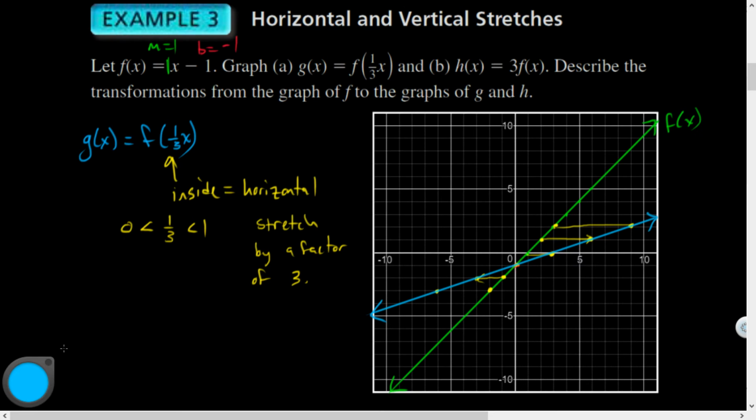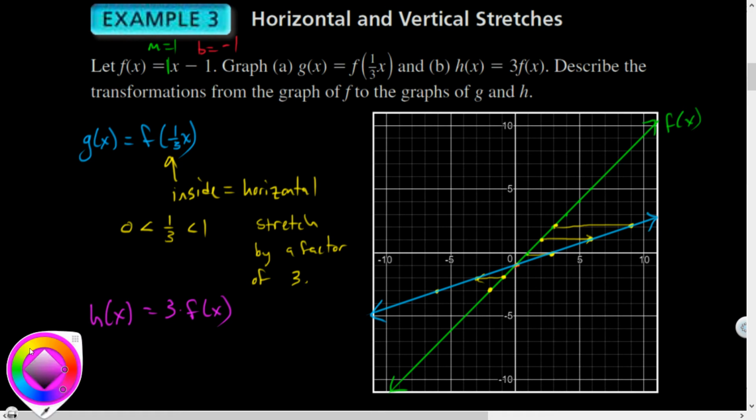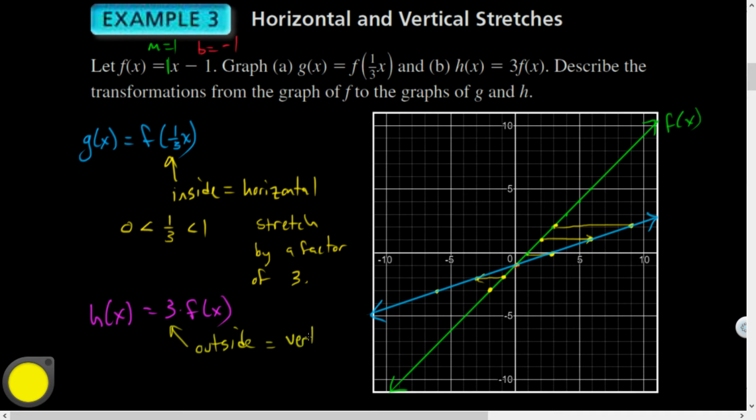How about h of x? Let's see. I'll make this purple here. So they said h of x is equal to 3 times f of x. Now this is on the outside. So because that's on the outside, it's multiplying the outputs by a number. It's going to be a vertical transformation.